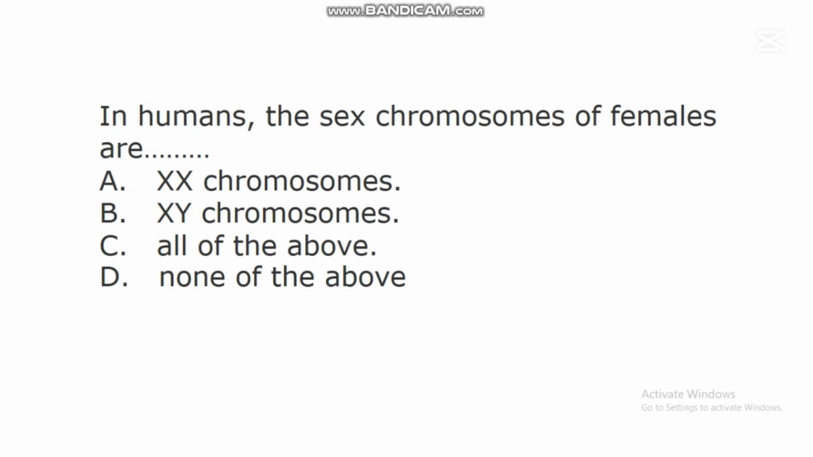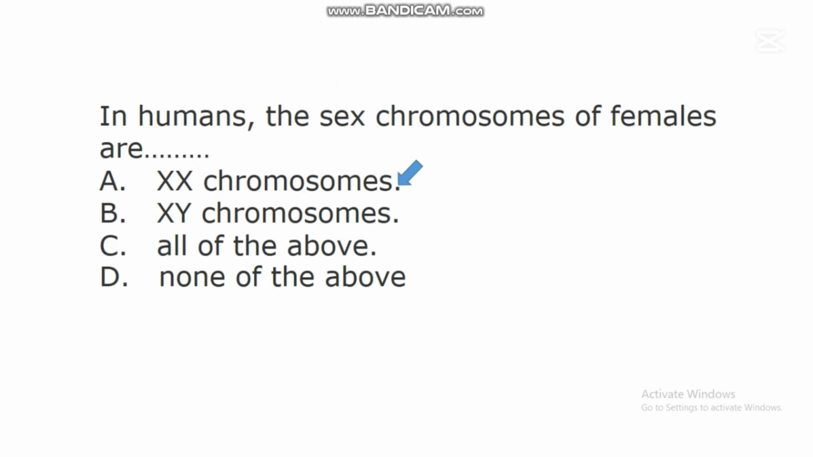The next question says, in humans, the sex chromosomes of females are dash. A. XX chromosomes, B. XY chromosomes, C. All of the above, D. None of the above. In this question, the correct answer is A. XX chromosomes. So in human beings, the sex chromosomes of females are XX chromosomes.